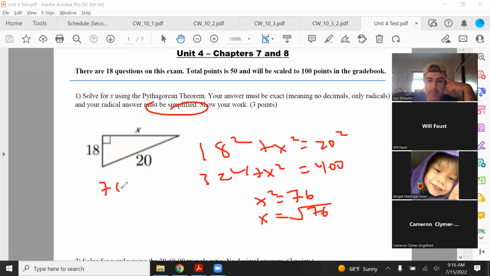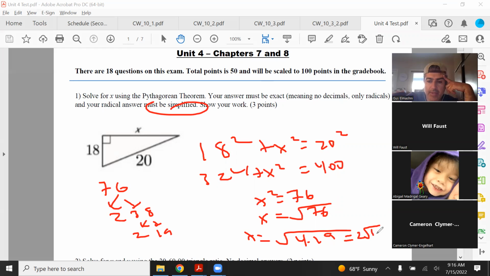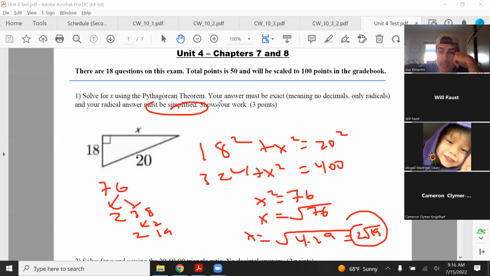So 76 can be broken down like this, 2 and 38, and 2 and 19. So it's the same thing as saying root 4 times 19, because 2 times 2, of course, is 4. And root 4 is 2, so you get 2 root 19 as the final answer, 2 root 19. So that doesn't seem too bad, it seems pretty fair, right? That's number one.